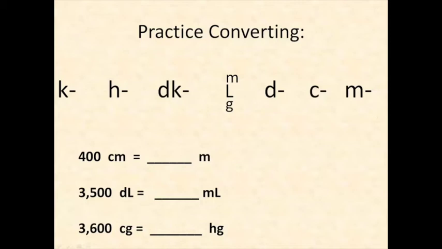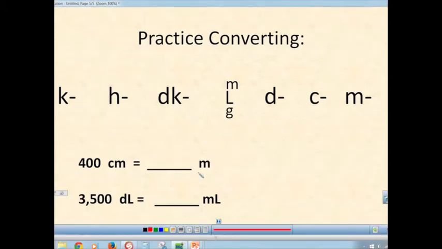So we're going to practice converting. And here we have centimeters converting into meters. 400 centimeters. So what we'll do is we'll say, I've got centimeters, and I want to go to m. Well, what is m? M is here, and m is there. Which m are we talking about?